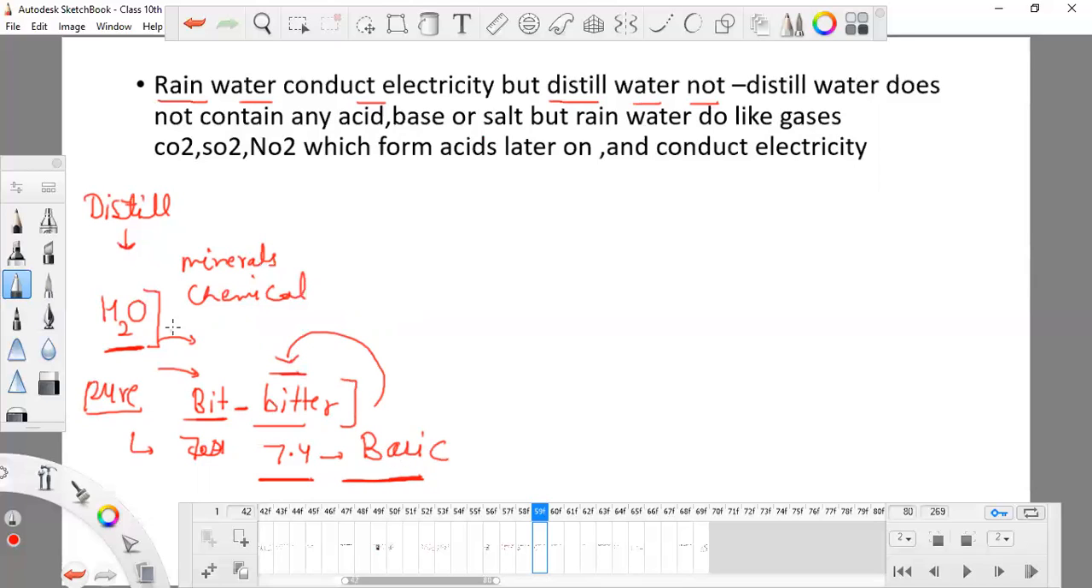Remember, pure water doesn't contain any type of mineral or chemical. The formula of pure water is H2O. It tastes a bit bitter, its pH is 7.4, and it is basic in nature. Generally the water we take which is not from a water purification system or RO tastes slightly different, and when we drink water from RO, it tastes different.